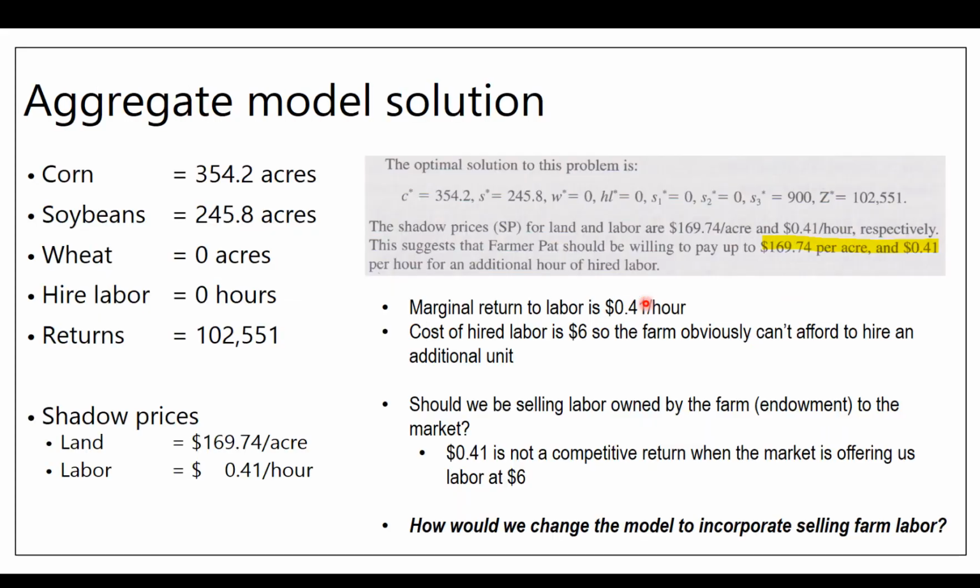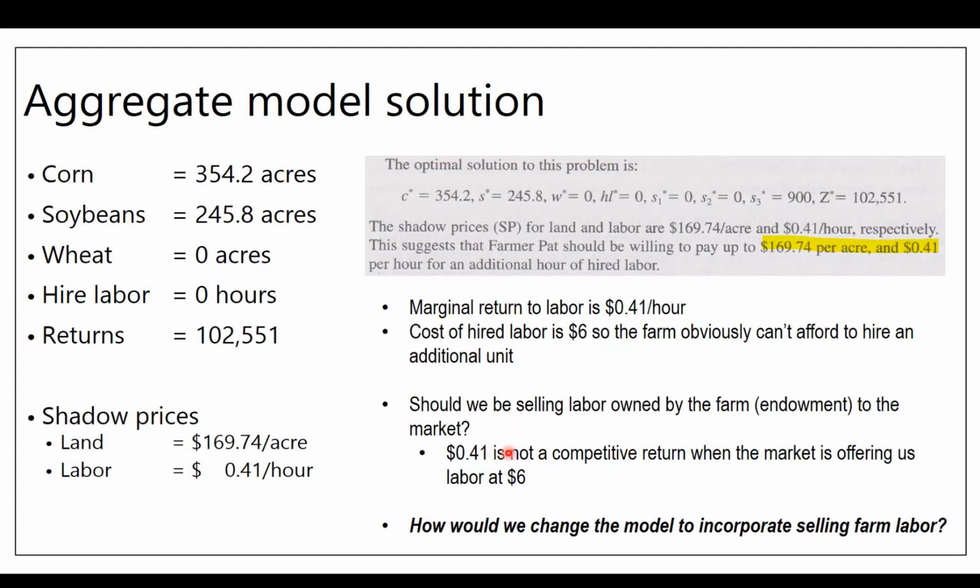Okay. Yeah, so I snipped out of the book here the optimal solution to the problem. You can see they reported everything that we have been asking to report: the activity levels, and then the constraint status they report as slack variables, which is fine, and then the objective variable. And then here they put the shadow prices for the binding constraints. The marginal return to labor at 41 cents, the cost of labor $6.